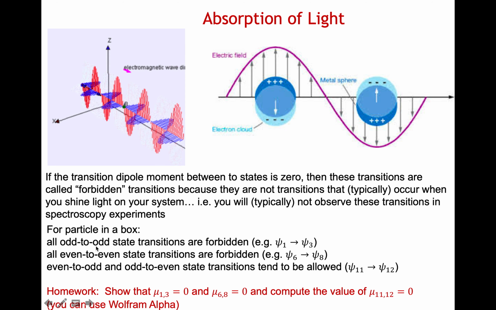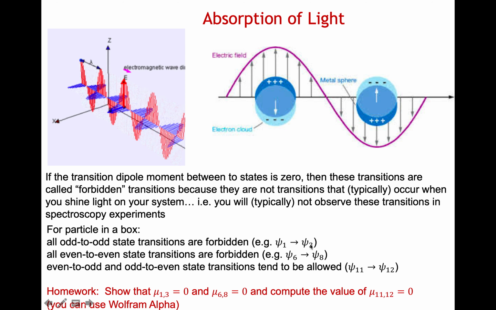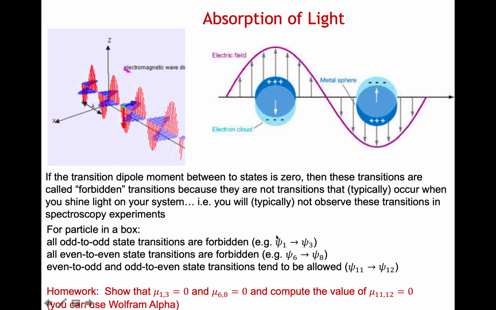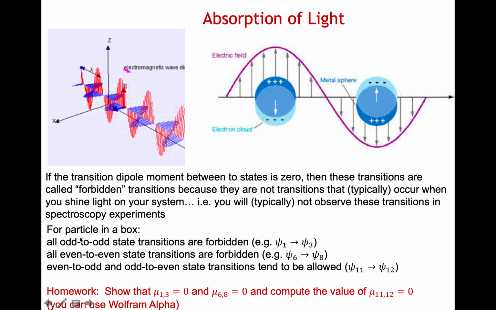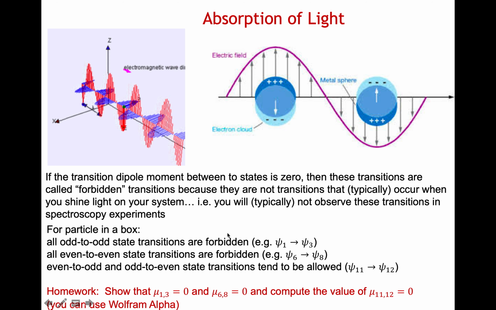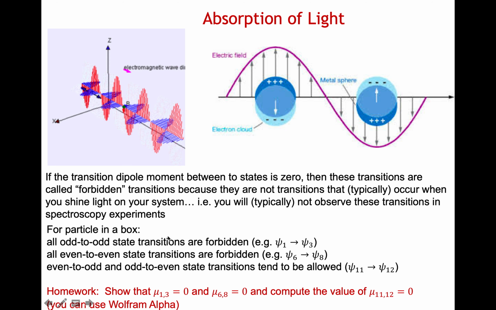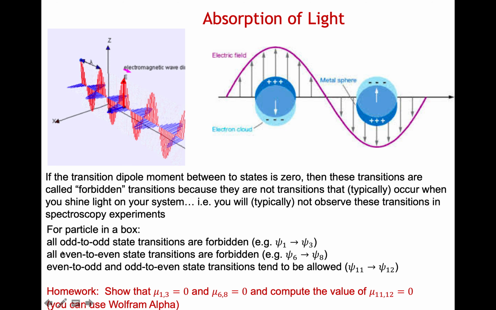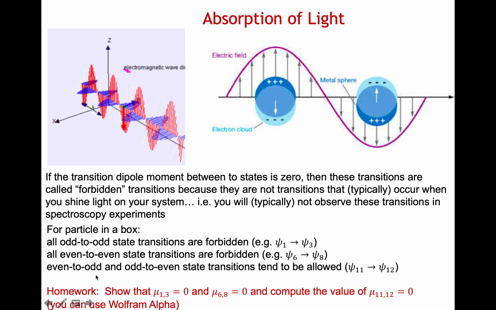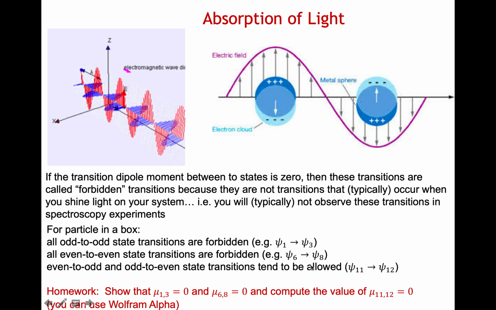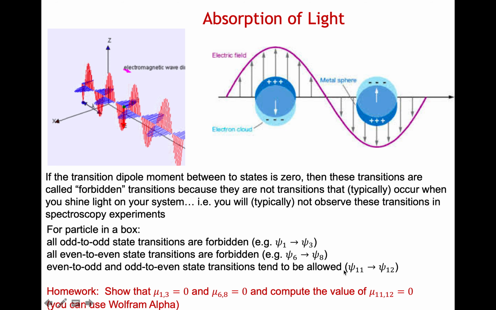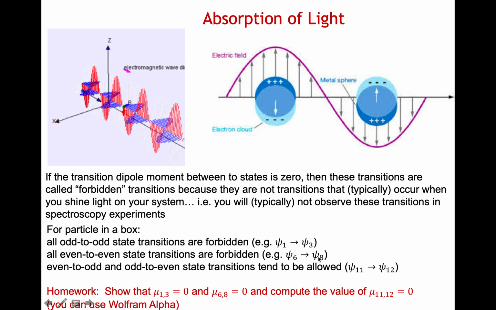In fact, this is a general rule for the particle in a box. It's not that psi 1 and psi 3 are just magic states that can't be excited to each other through light. It's in fact all odd to odd quantum number transitions for the particle in a box that are forbidden. Their transition dipole integrals are 0. Similarly, all even to even state transitions are forbidden. They cannot be excited by light. Even to odd and odd to even transitions are typically allowed. You may find a few examples where they're not, but typically they are allowed transitions. Their transition dipole integrals are not 0.